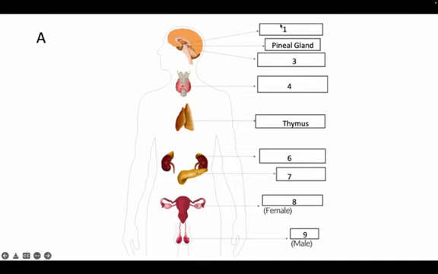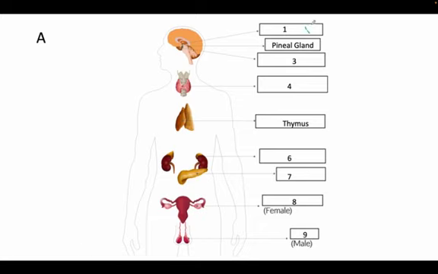So this kind of summarizes the location of the endocrine glands. For example, we do know that the pineal gland is located in our brain. Number 1 will be the hypothalamus, 2 will be the pituitary. Number 4 is in our neck region on the trachea, that's the thyroid. Okay.